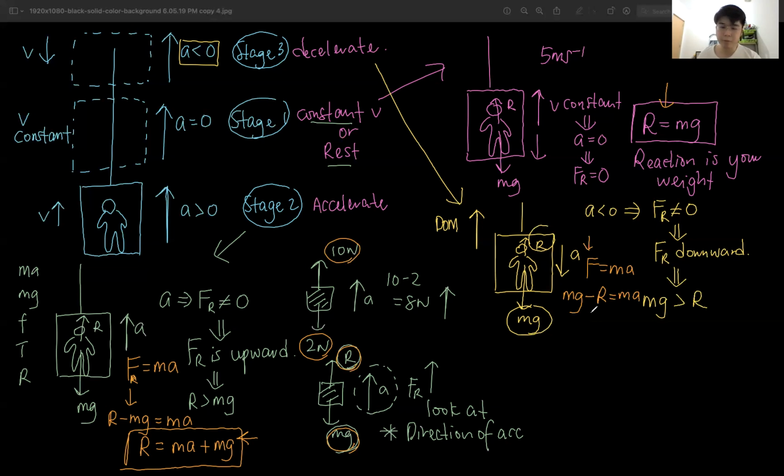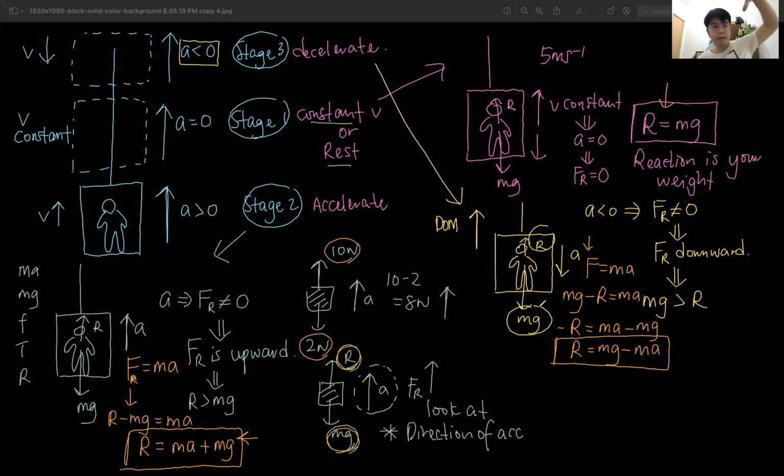Then rearrange: minus R equals ma minus mg. R will be equal to mg minus ma. So we get this. You see from the equation, R is mg minus ma, so it becomes smaller. The reaction becomes smaller than the normal value.